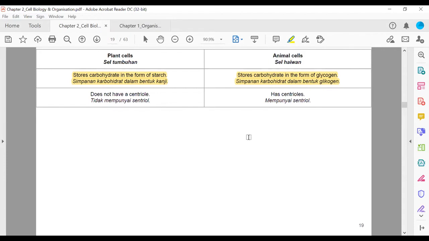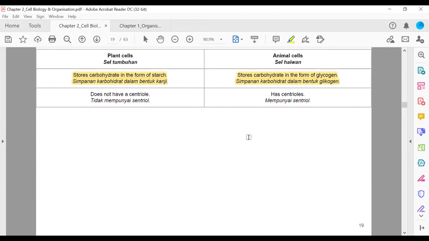So bila kadar fotosintesis sangat tinggi, when the rate of photosynthesis is very high, the plant produces a lot of glucose. Tumbuhan akan menghasilkan glukos yang banyak. So what the plant will do, because the glucose is extra, tumbuhan tak akan guna semua glukos yang dihasilkan tu. Because plant also need food to grow. The food is the glucose lah that is produced during photosynthesis.